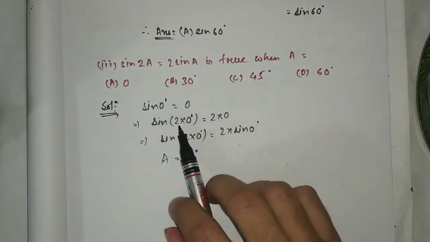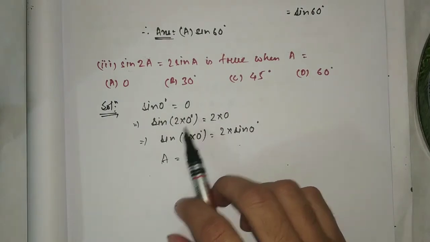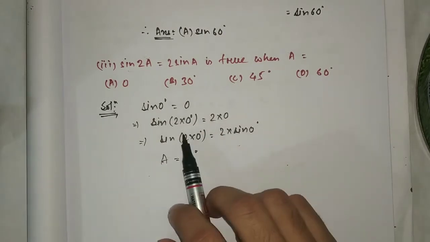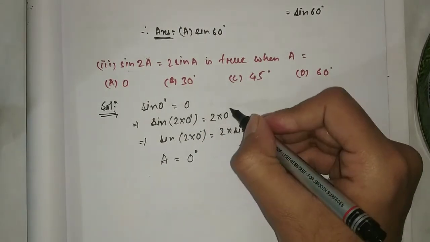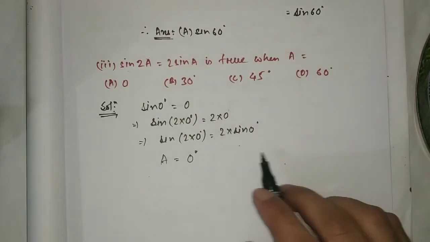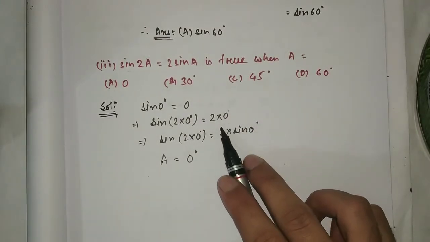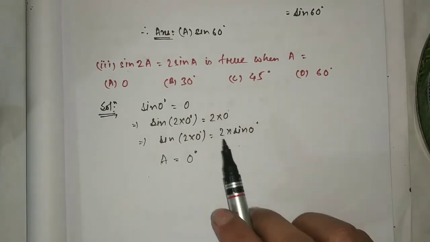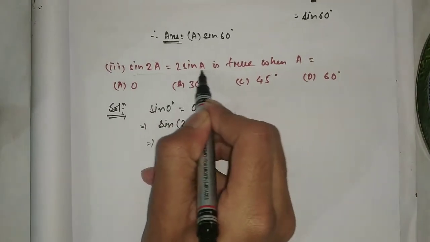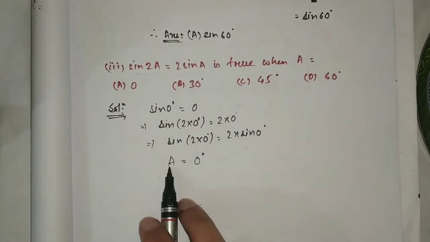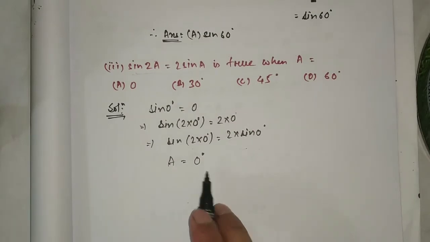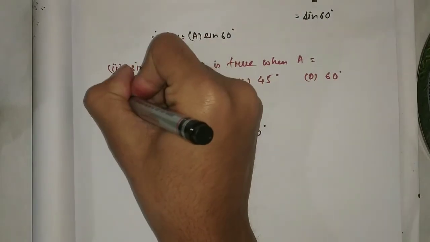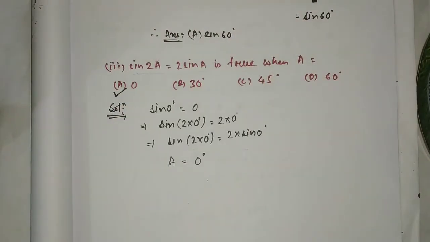So in place of sin 0 degree we can write 2 into 0, as 2 into 0 is 0. And in place of 0 again we can write 2 into sin 0 degree, as the value of sin 0 degree is 0. And now on comparing this and this, we get the value of A to be 0 degree. So the answer of this particular question is option number A, that is 0.